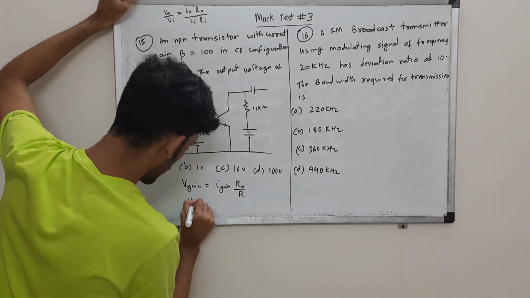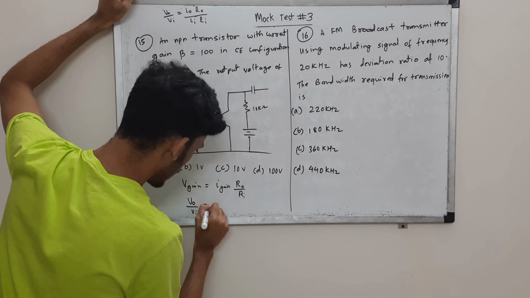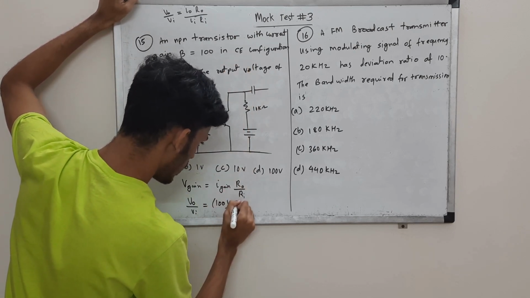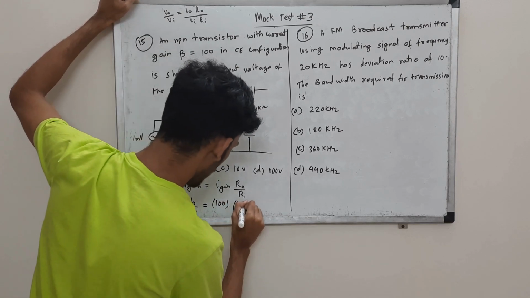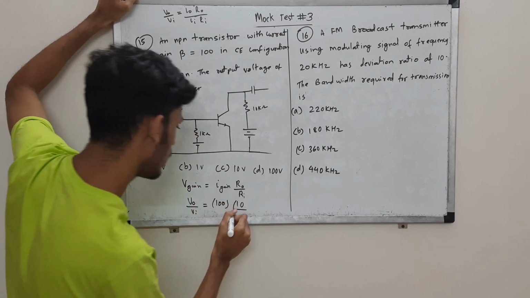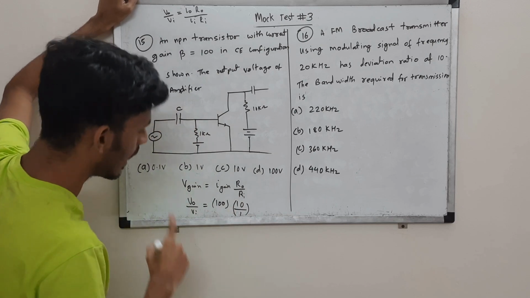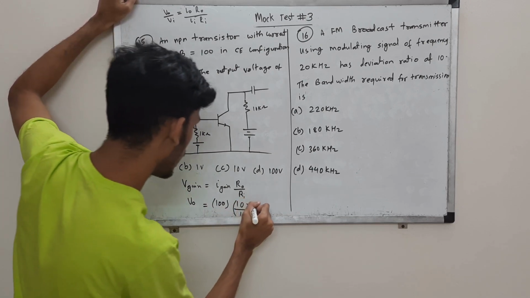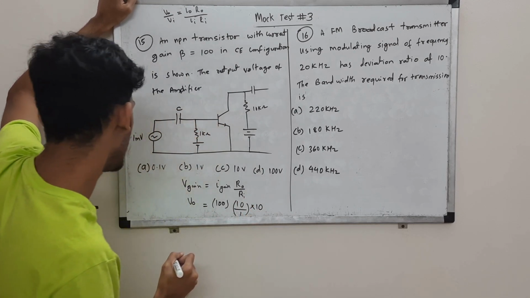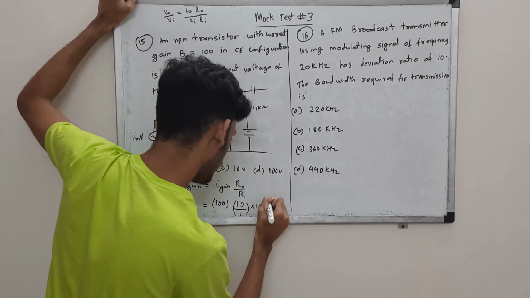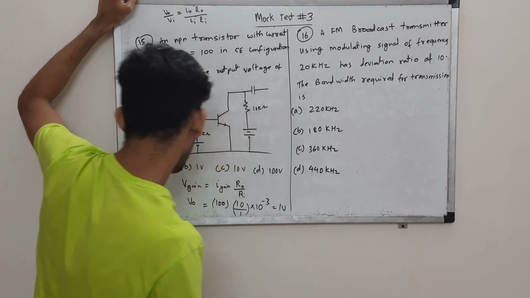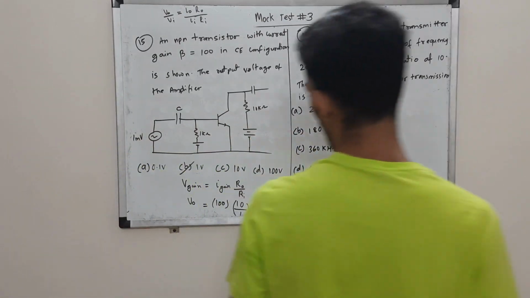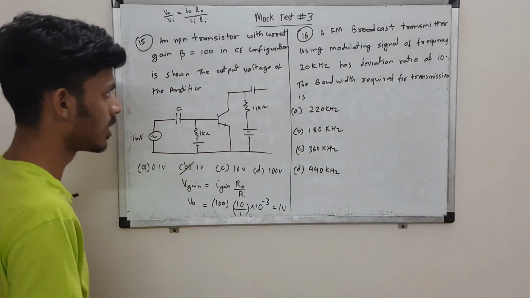So voltage gain is VO by VI. Current gain, we are told, is 100, beta. Output resistance is 10 kilo ohms, input resistance is 1 kilo ohms, so kilo ohms will get cancelled, and the input voltage we can substitute directly over here. It is 10 to the power minus 3. So this will give us 1 volt. So option B, 1 volt. Let me check that. Yes, 1 volt is the correct choice. Output voltage is 1 volt.